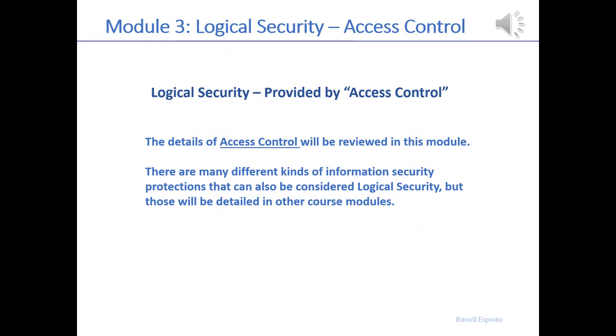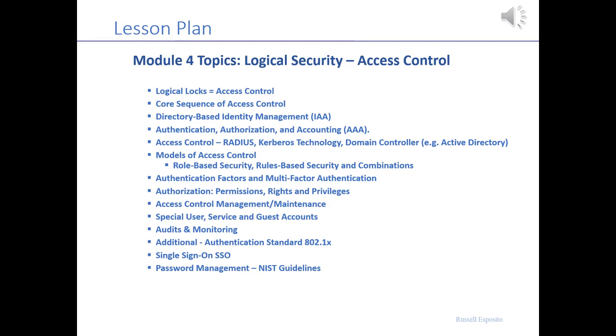Okay, let's take a look at logical security. We looked at physical security. One type of logical security is called access control. We looked at this a little bit in the very first module. We'll go into it in a little bit more detail here. But there are lots of other technologies and techniques that can be considered logical security. We're going to focus here on access control. As you can see from this slide, the processes and options for access control are many, and we'll cover these in detail in this module.